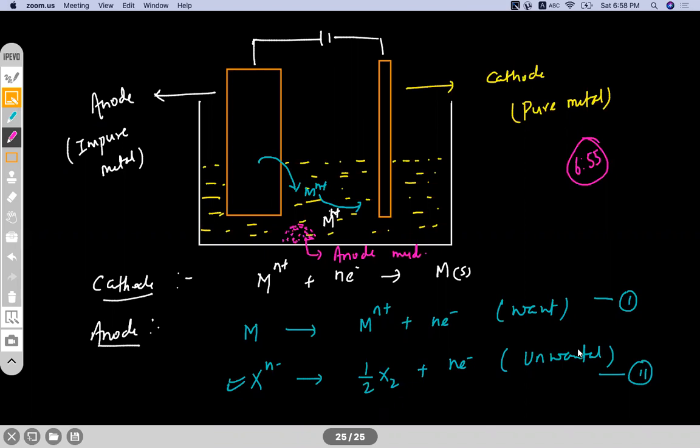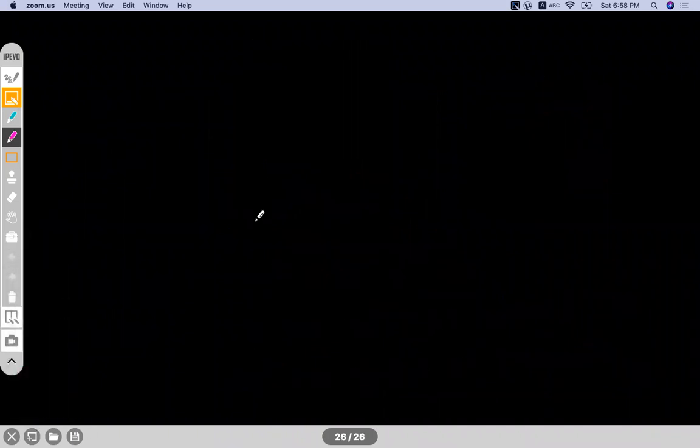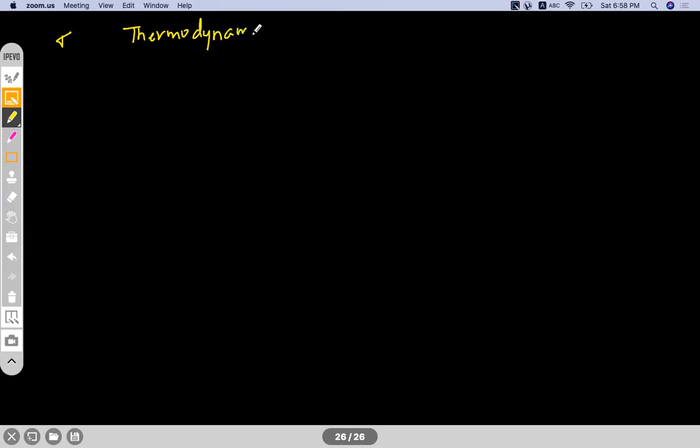Okay, so next we'll see the thermodynamics of the reduction process. Overall, what are the processes involved in the reduction that we discussed? Next we are going to see the thermodynamics involved in the reduction processes. So write down the heading: thermodynamics of reduction process.